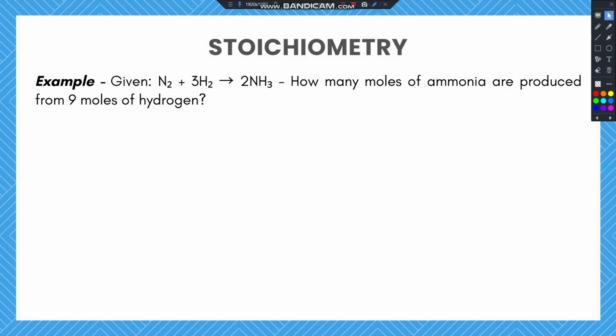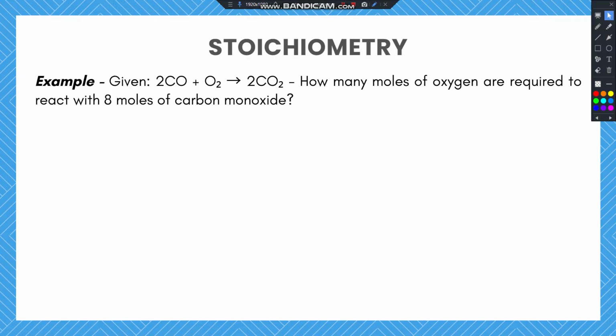Let's move on in this series. One more example on the screen. Given this equation on the screen, we have the equation on the screen right now. How many moles of oxygen are required to react with 8 moles of carbon monoxide? Step number 1, let's get the mole ratio.